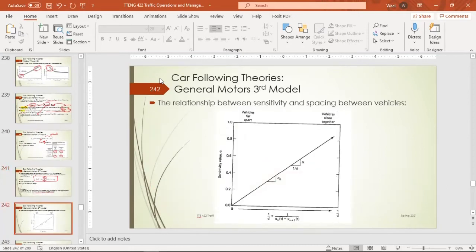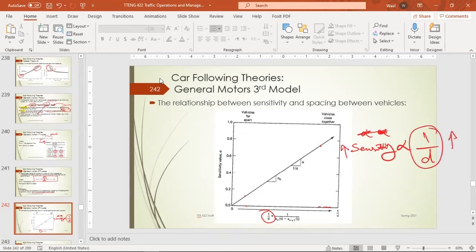But before we go to the third model, they found out that the relationship between the sensitivity and the spacing between the vehicles was like this. That means at 1 over d, that low value, that means they are far apart from each other. You see, the sensitivity was low. But when cars got closer to each other, the sensitivity started increasing. That means alpha, or sensitivity, is proportional to what? To 1 over d. As this term increases, sensitivity increases, and this increases when d, the spacing between the vehicles, decreases.